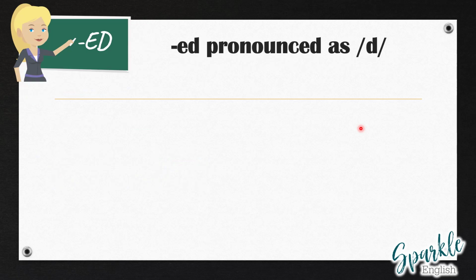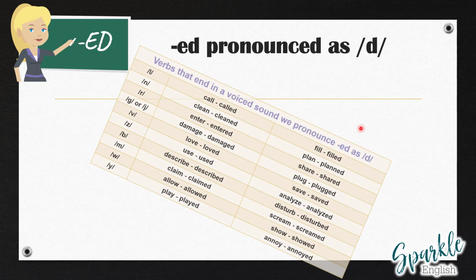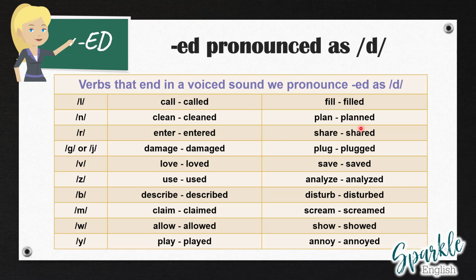Now we're going to look at ed pronounced as d. So verbs that end in a voiced sound, again that's a sound with a vibration, we pronounce the ed as d. So call, called, fill, filled. Now try pronouncing n. Again, for all of these sounds, you feel a vibration. So these are voiced sounds. N, clean, cleaned, plan, planned.